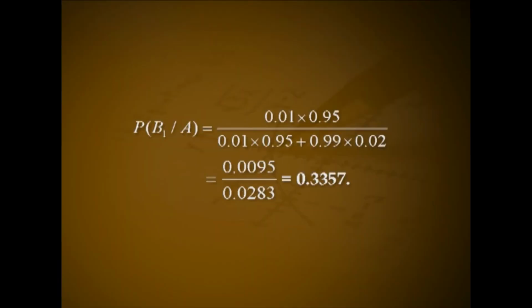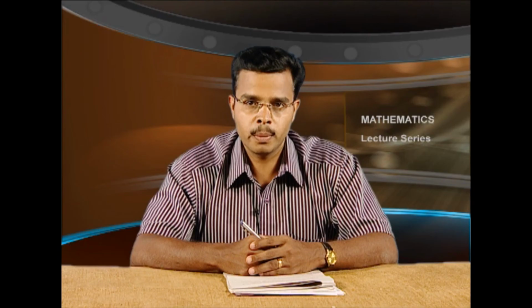Hence, the required probability is P of B1 given A equals 0.01 into 0.95 divided by 0.01 into 0.95 plus 0.99 into 0.02, that is equal to 0.0095 divided by 0.0283, that is equal to 0.3357. Problem 3.